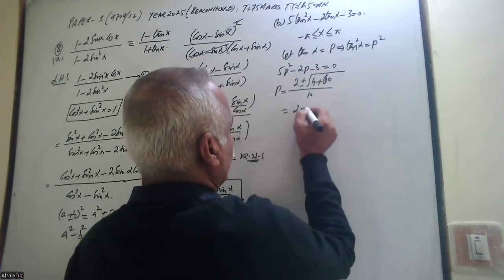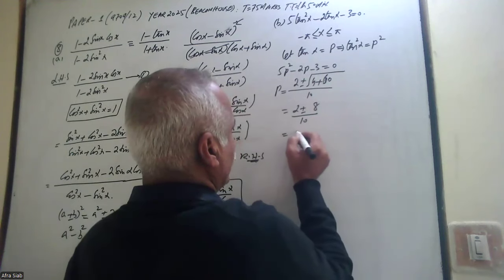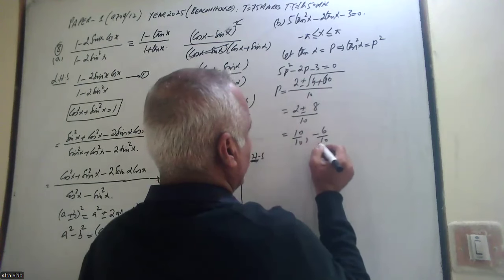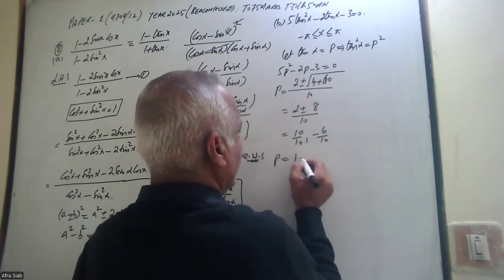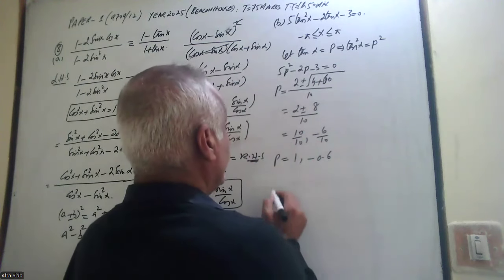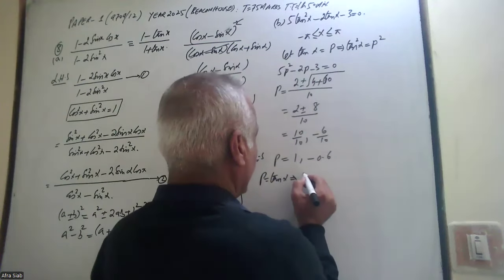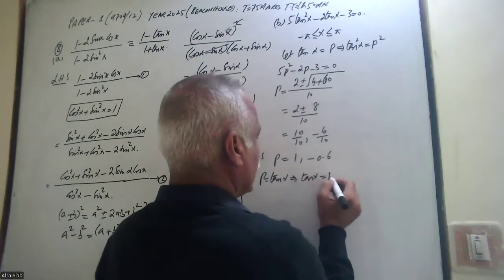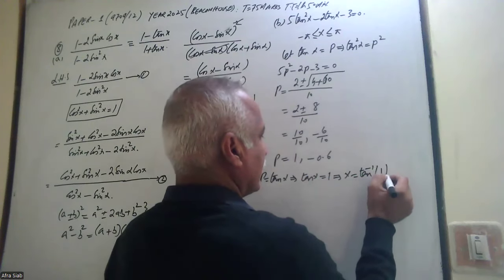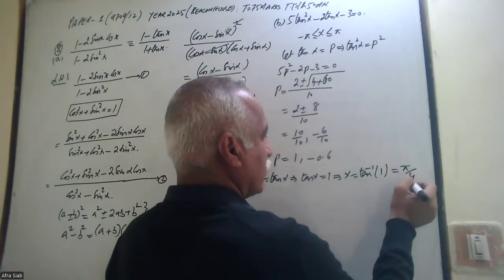So this is equal to (2 ± √64) over 10, which should be equal to 10 over 10 or minus 6 over 10, so it will be equal to 1 and minus 0.6. But p itself is equal to tangent of x. So if tangent of x is equal to 1, then x is equal to tangent inverse of 1, and that value is equal to pi by 4.